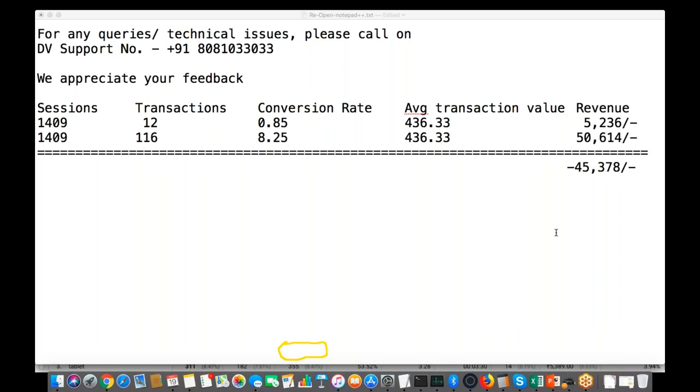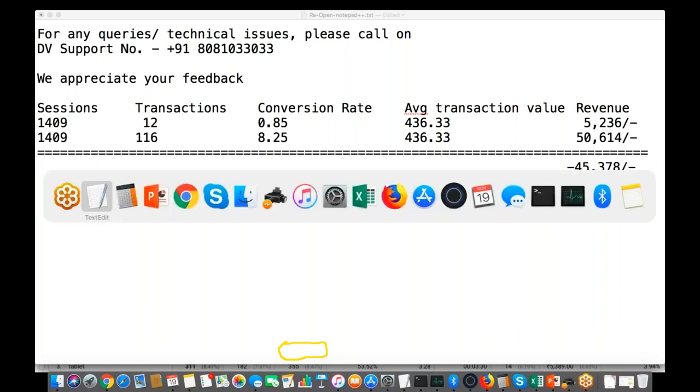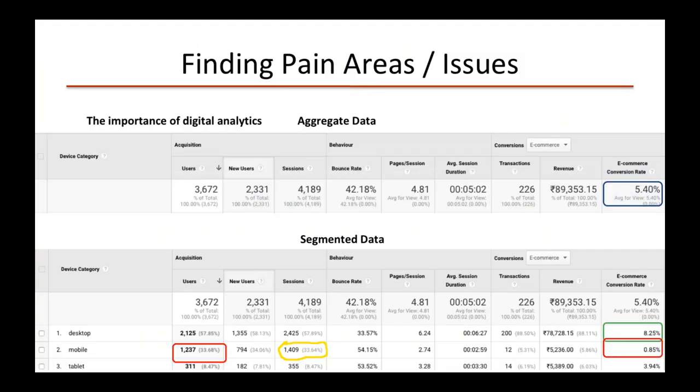Did you get the pain area? Are you feeling the pain now? Is it really the conversion rate? Is it really the bounce rate? Is it really the engagement? What is the pain? The revenue loss. The revenue loss is the pain here.